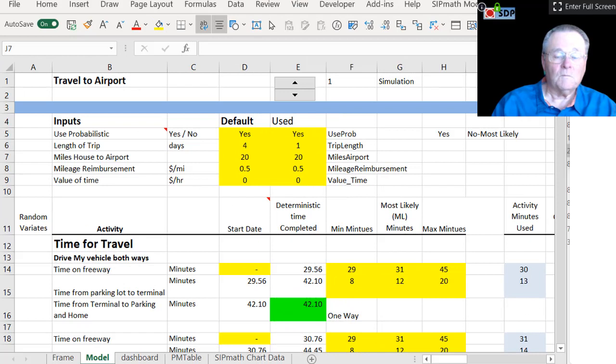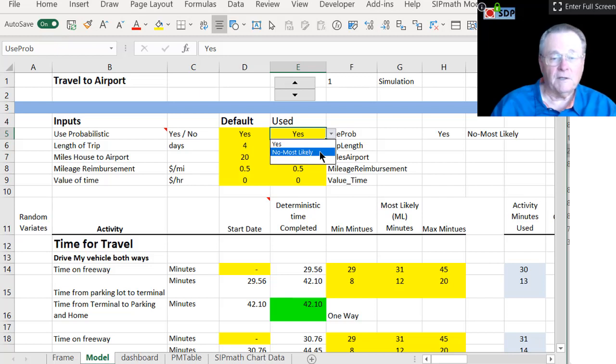So here's the model. I've set up this model where we can either use probabilistic results, or if we want to, we can look at the most likely cases. Oftentimes this is a way to get a feeling for how optimistic the inputs might be. Let's stick with the yes here. We have the trip length. Let's default that to 4 days, or maybe I used 6 days before, so I'll keep it at 6. Airport miles is 20, mileage reimbursement 50 cents, and time value of money we'll set as 0 initially.